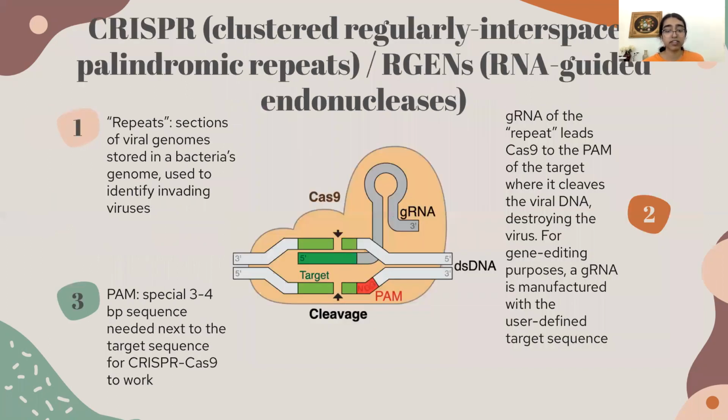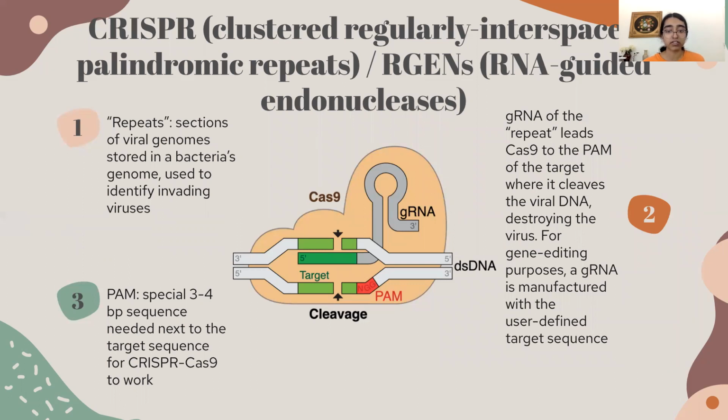Finally, CRISPR, the bacterial antiviral defense mechanism, stands for clustered regularly interspaced palindromic repeats. These repeats are copies of sections of viral genomes stored in bacterial DNA. Bacteria use these repeats to identify invading viruses. Then they give the Cas9 endonuclease a guide RNA, or gRNA, with a transcription of the segment of viral DNA, and the Cas9 enzyme will chop up the virus at those sequences in the genome and destroy the virus.